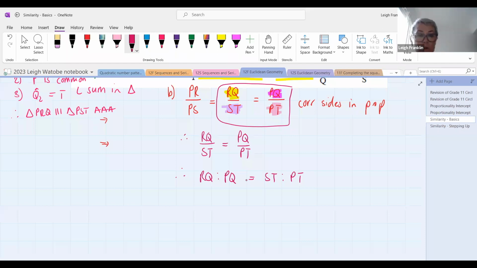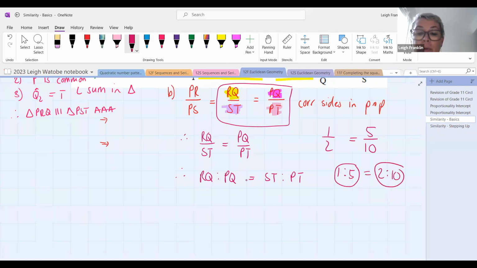Why does this work? It works because if we think of this in numbers rather than letters, 1 over 2 is the same as 5 over 10. So what I am writing over here is the equivalent of 1 is to 5. I'm comparing the numerators, is the same as 2 is to 10. I'm comparing the denominators. That's why I'm allowed to do that.